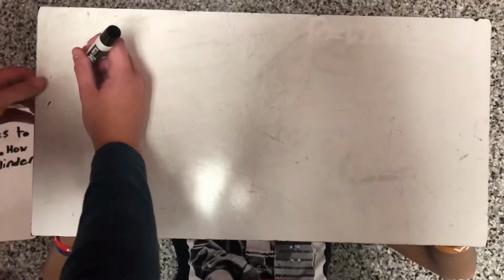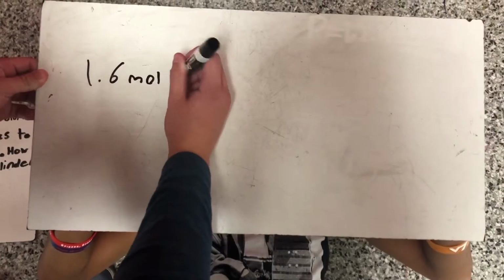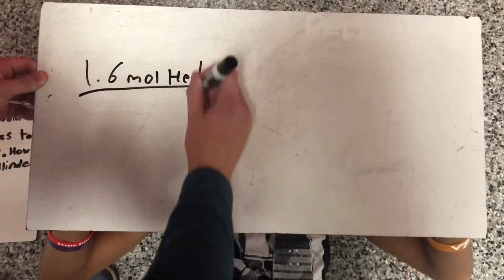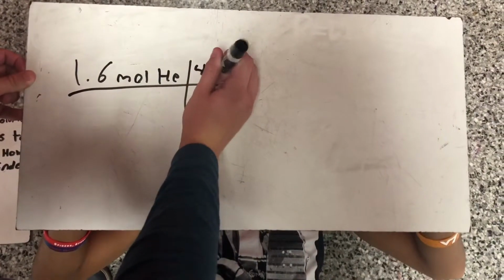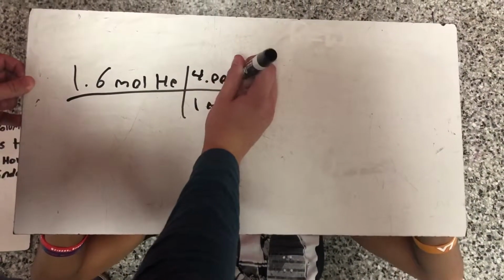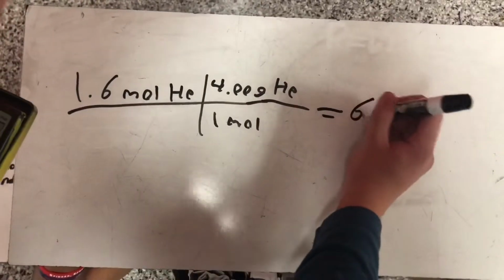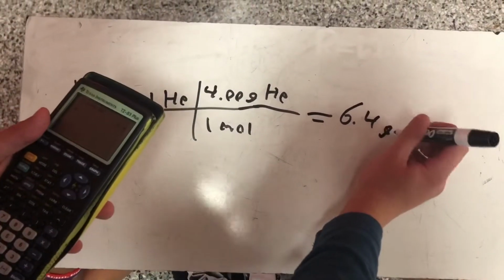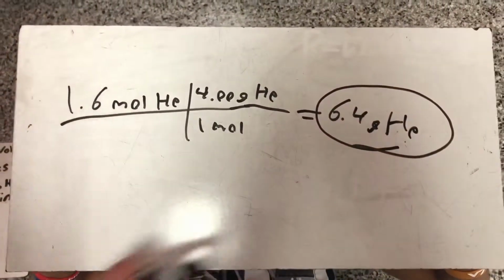So now to get grams, we're going to do stoichiometry. We have 1.6 mole of He. To get down to 1 mole has 4.00 g of He. This will equal 6.4 g of helium.